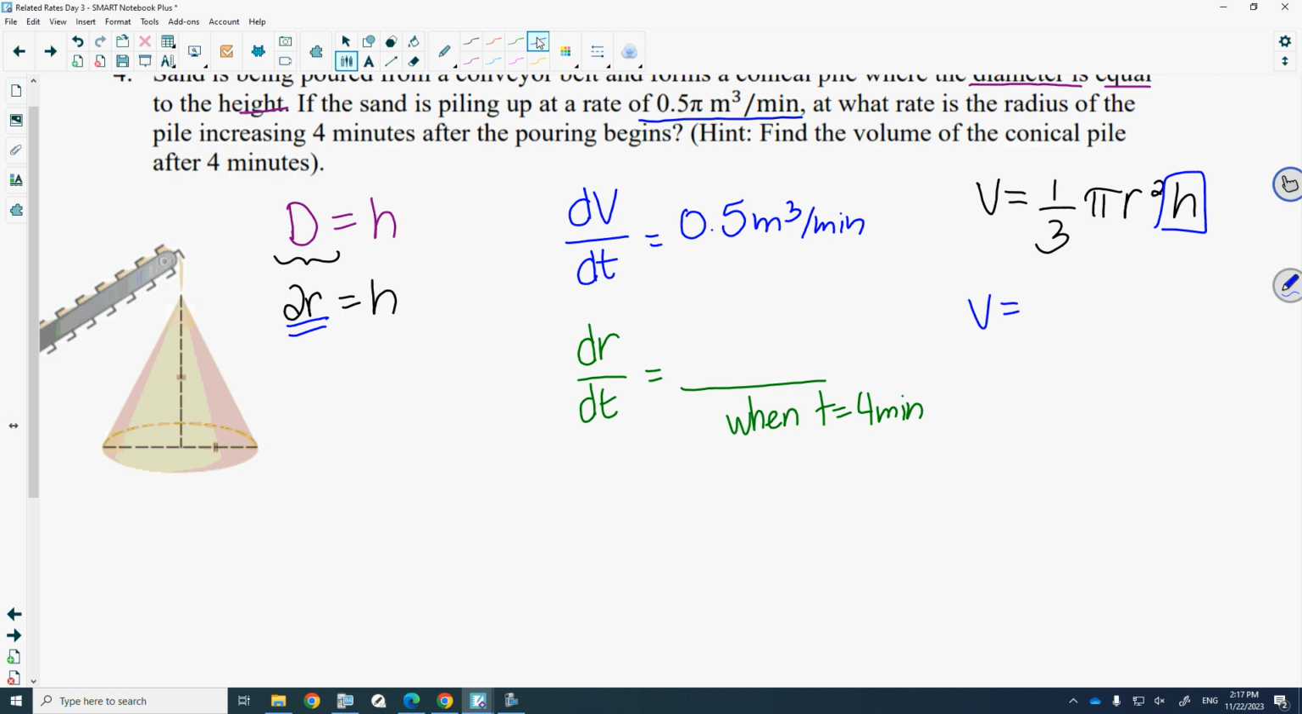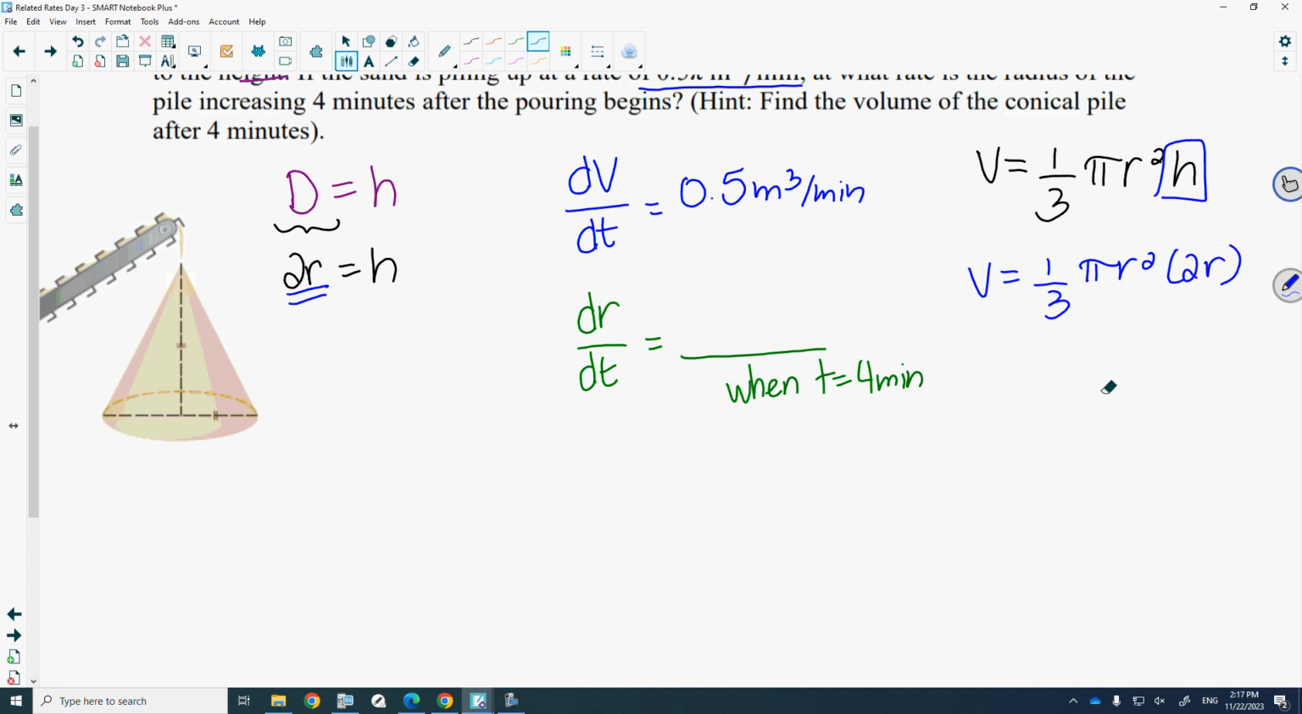So volume is 1/3 pi r squared. Height is 2 radii. Okay. Volume is equal to 1/3. No, this is going to be 2/3 pi r cubed. Is everybody good with that so far? So 2/3 pi r cubed. Let's differentiate both sides with respect to time.